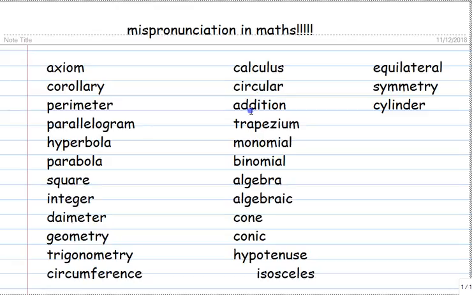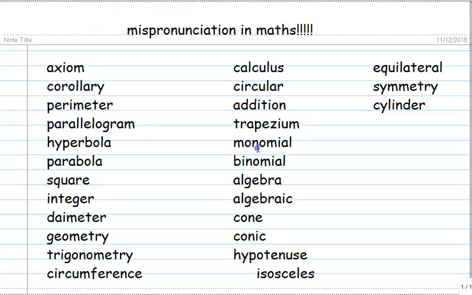This one is pronounced as addition. Like add, addition. Not add, but addition. This one over here is pronounced as trapezium. Not trapezium, but trapezium. Trapezium.